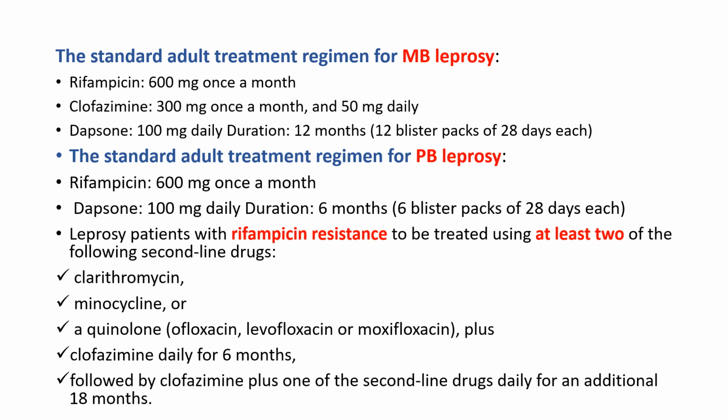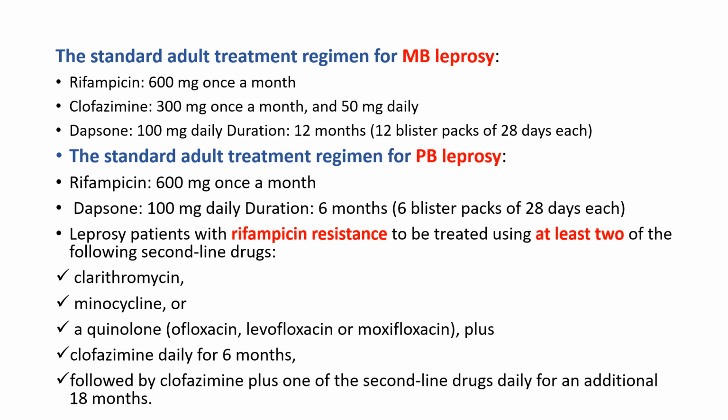The standard treatment regime for adults for paucibacillary leprosy has rifampicin again 600 mg once a month, and dapsone 100 mg daily, and this is over a period of 6 months. So basically 6 blister packs of 28 days each.